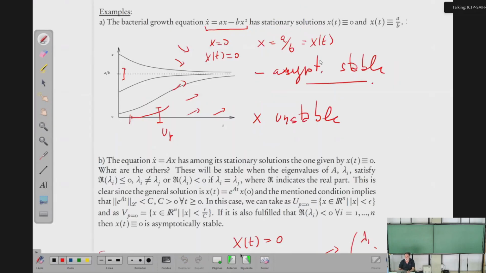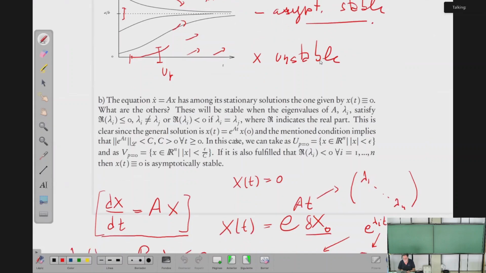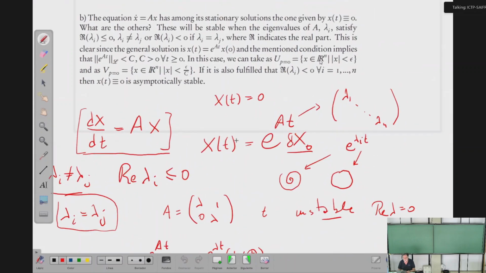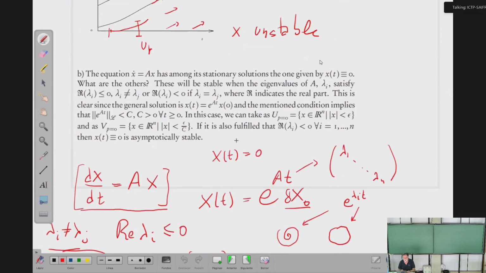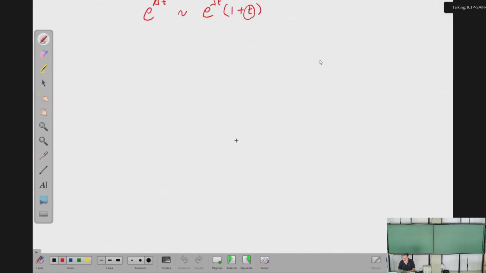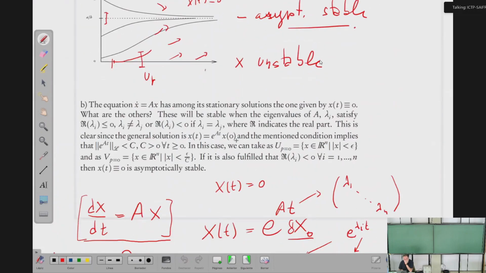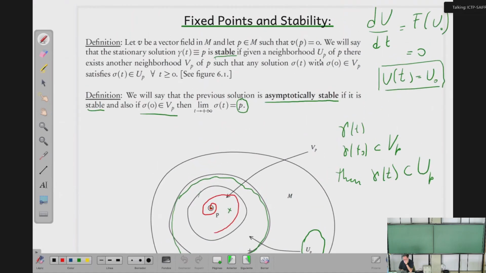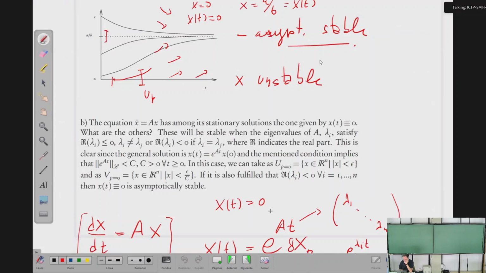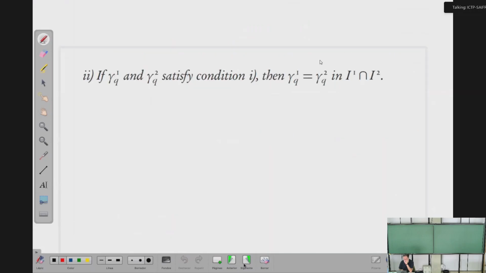Okay, I thought I had something else here in the notes. I had a theorem about the stability of general systems, but I thought I had it here. We are not going to prove it, but I thought I had the statement of the theorem here, but no.